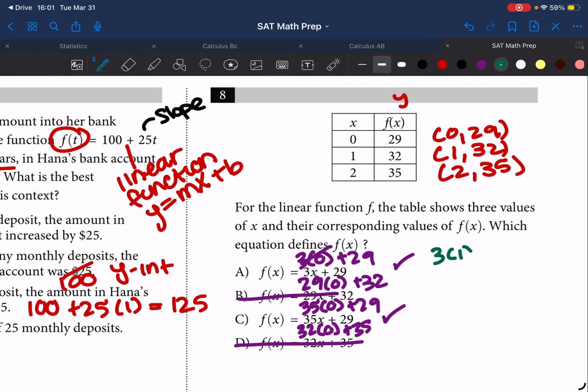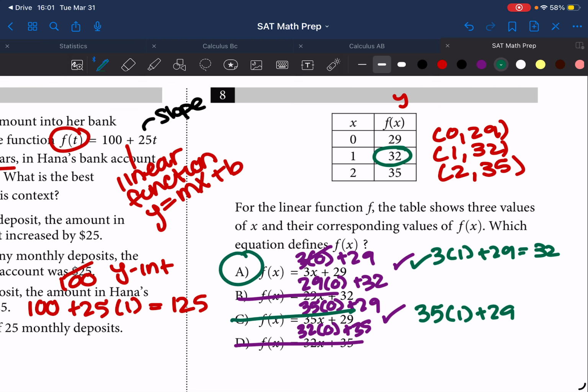So 3 times 1 plus 29 is 32. So that checks out because of the 32 here. And then C is 35 times 1 plus 29. Well, that's 35 plus 29, which is way bigger than 32. So our answer is A.